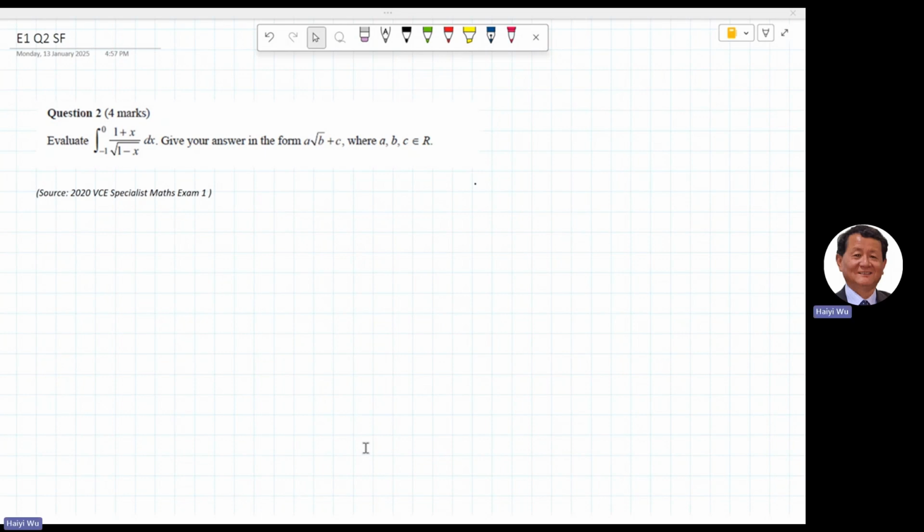So today we're going to solve this integral using two methods.